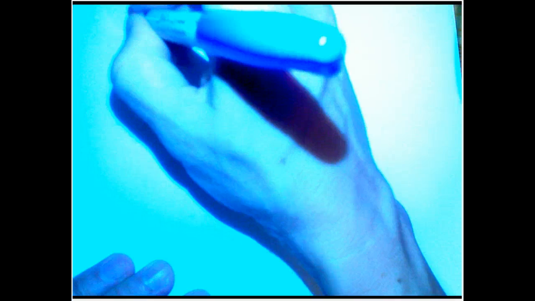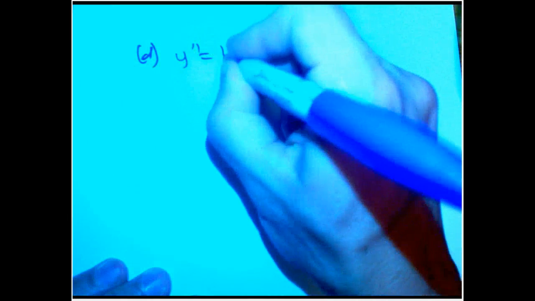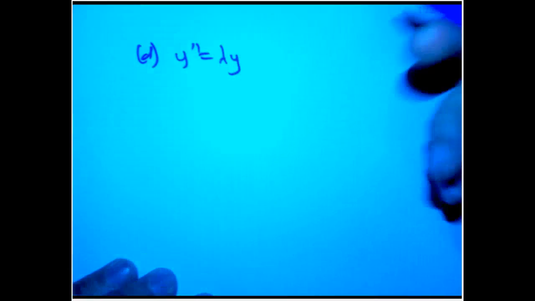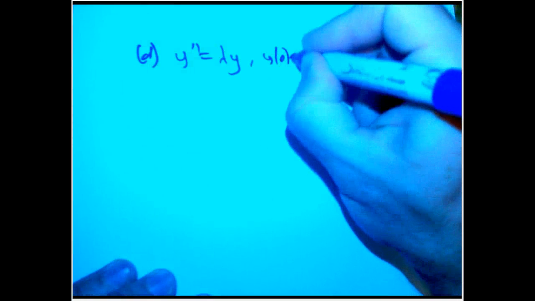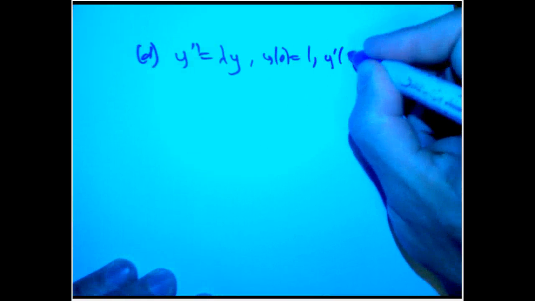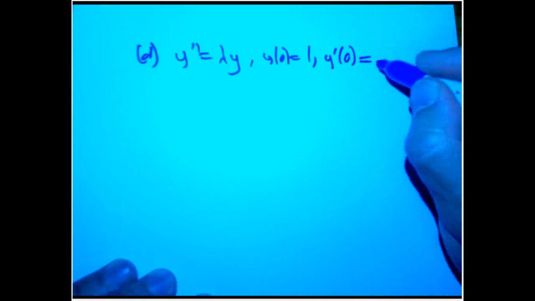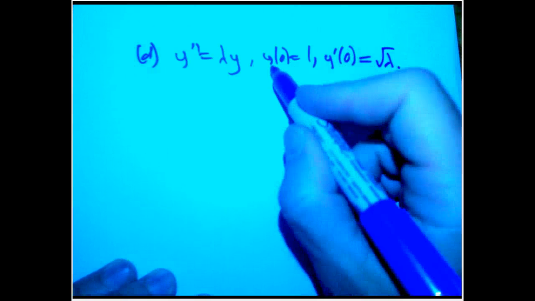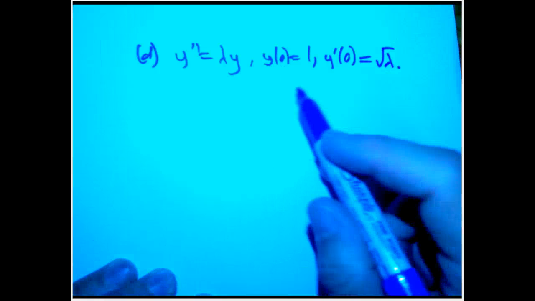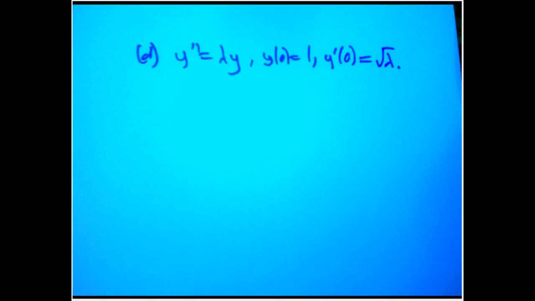Okay, let me get a clean sheet. I really need to switch back to my whiteboard method here because it's wasting paper, sorry. So let's look at, for example, here's a problem we could do. This is part D in the PDF. Let's solve this problem. Lambda is still positive, and I'm going to cherry pick a little bit. A little kind of a weird problem. Initial value position is 1, and initial velocity is root lambda.